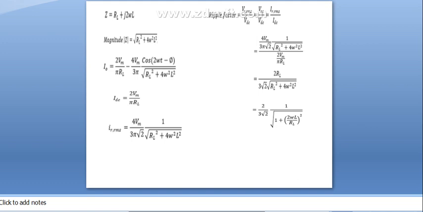We know that IDC equal to Vm by pi into RL and IRMS equal to 4 Vm by, so it is the final, the complete output. i0 is the complete output current, so it contains both DC and AC quantities. So here IDC is 2 Vm by pi RL, and the RMS current is 4 Vm by 3 pi root 2 into 1 by square root of RL square plus 4 omega square L square.